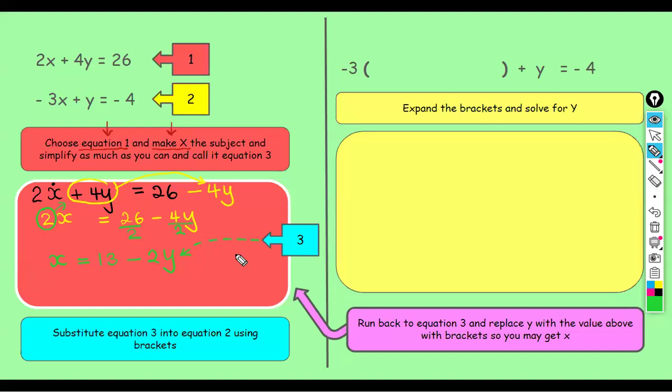Right. So we're going to move on to the next step now, which is the blue step here. We're going to substitute equation 3 into equation 2. So we're going to take equation 3 and run back to equation 2. And when we run to equation 2, wherever we see the letter x, we're going to throw him away and replace him with 13 minus 2y, but put him in brackets.